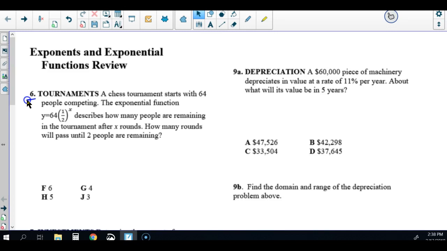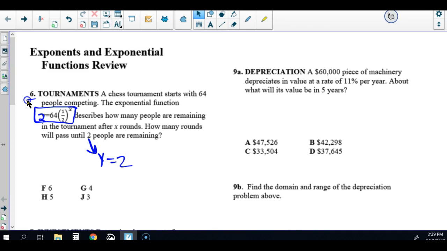A chess tournament starts with 64 people competing. This exponential function describes how many people are remaining in the tournament after X rounds. How many rounds will pass until 2 people are remaining? I don't know what X is, but I need to find what X gives me 2 people remaining. So when does 64 times (1/2) to the power of X equal 2? In other words, Y equals 2.